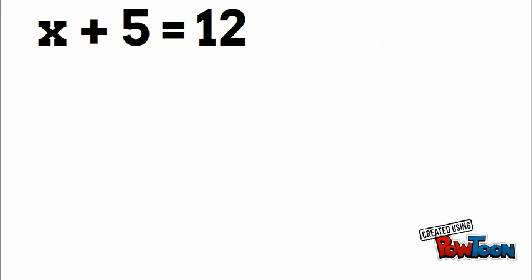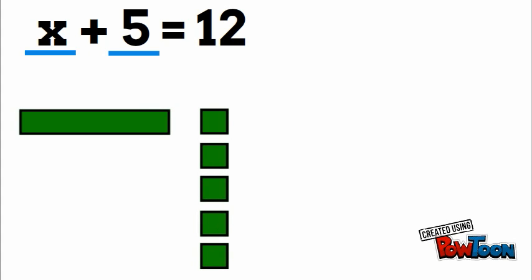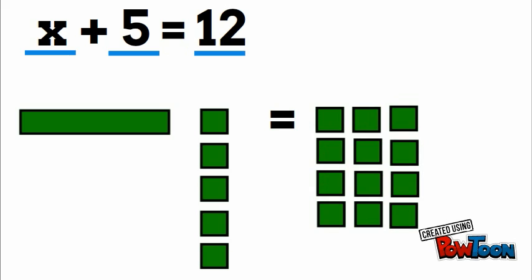Let's model what this equation is telling us with our algebra tiles. So we have x plus 5 equals 12. So x is our unknown, so we're going to use our green rod. Then we have plus 5, so we're going to use 5 of our little units. So there's x plus 5. So we have the equal sign. We know x plus 5 has to equal 12, so we're going to put 12 of our unit squares on the other side.